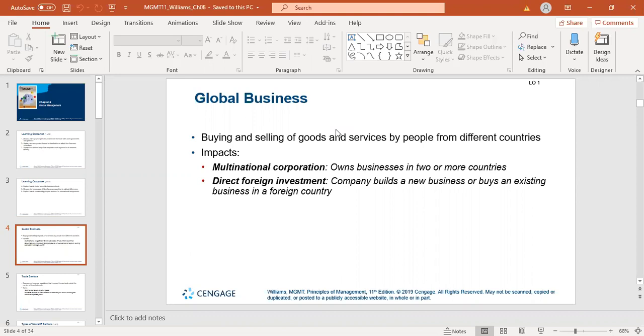Slide 4, page 158, global management. Majority of this will be talking about interactions and ideas for networking or setting up a business on a global scale.